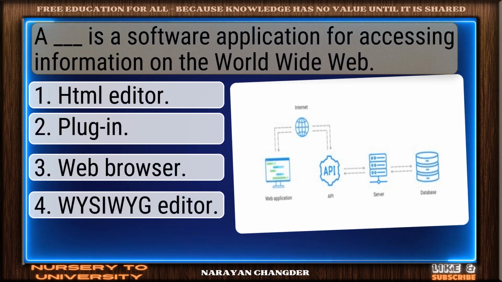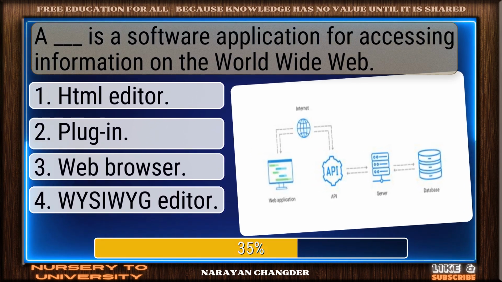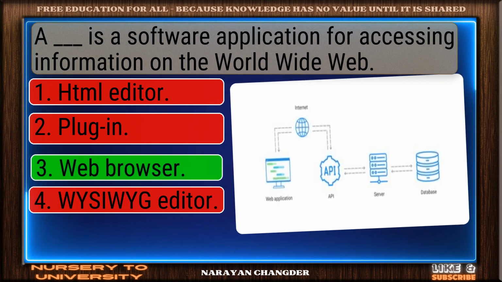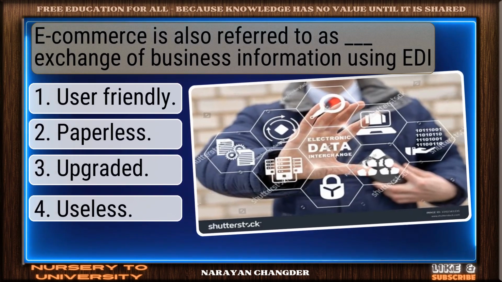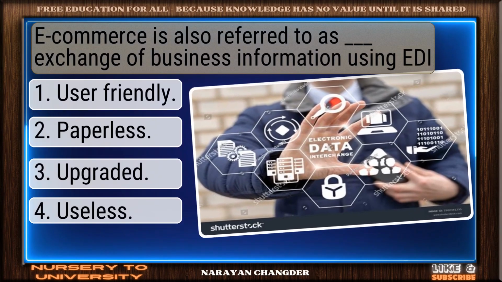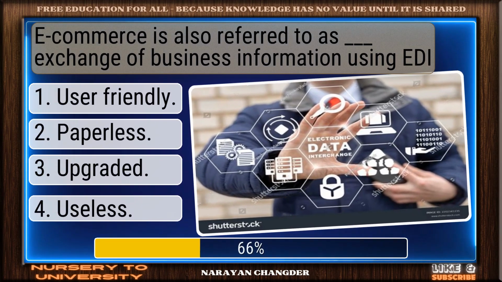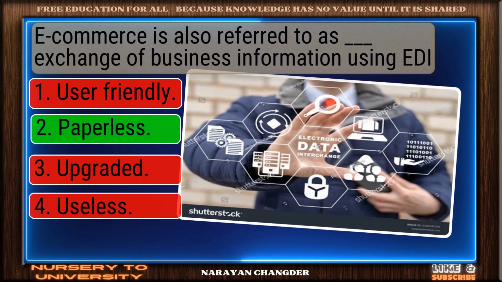AA- is a software application for accessing information on the World Wide Web. Well reasoned. Web browser is correct. E-commerce is also referred to as - exchange of business information using ED. Nicely done. Paperless is solid.